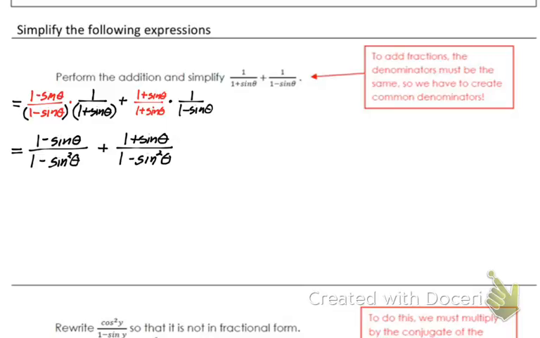Now when I push these two guys together, we add their numerators. The denominator stays as 1 minus sine squared. So we have 1 plus 1, which gives me 2. So that's going to equal 2 on top. I have a negative sine theta and a positive sine theta. That's just going to turn to 0. So I have 2 plus 0, or just 2. And that's over 1 minus sine squared theta.